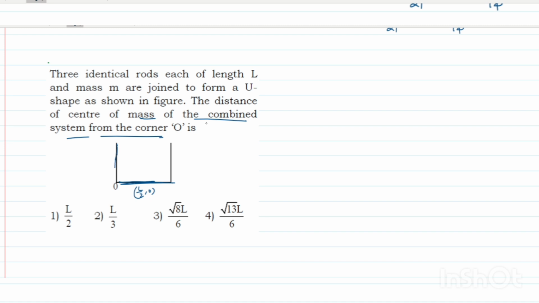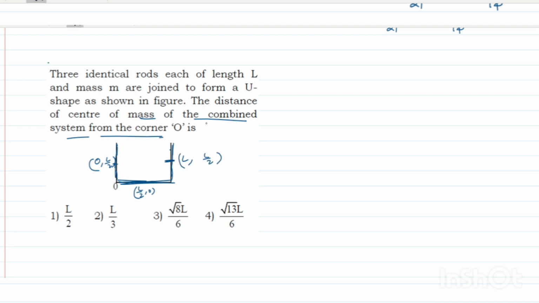So for this rod, the center of mass will be at 0 comma L by 2 distance. And for this rod along the x-axis, the length will be L, and along the y-axis the center of mass will be located at the center, so here you can take L by 2 distance.